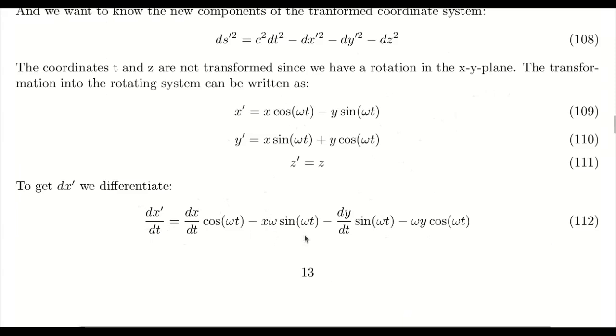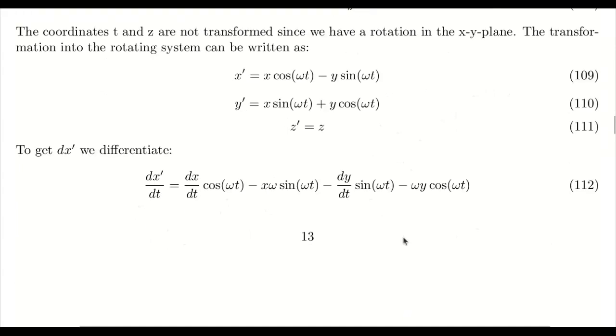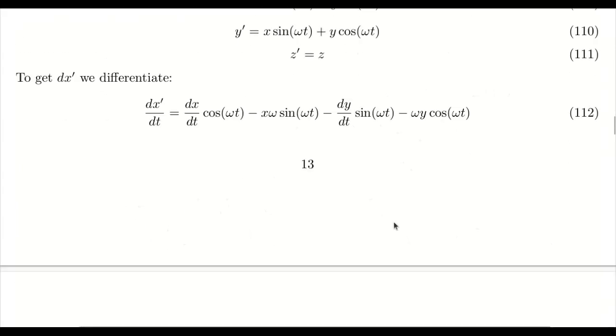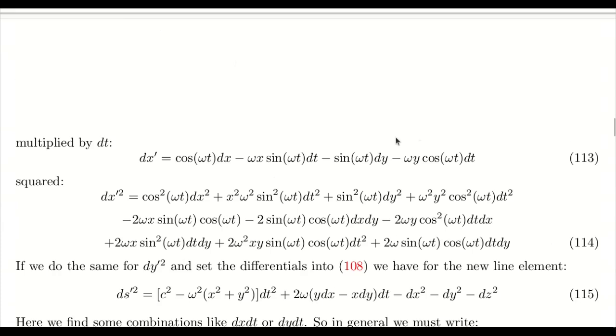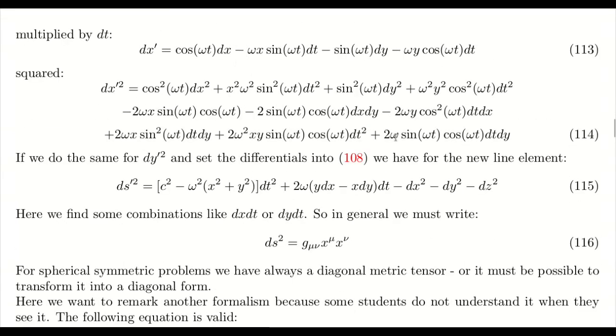And we do the same now for the second addend here in 109. So we have two further addends here in 112. And now we need dx, so we multiply by the differential dt. So then we have here 113. Okay, and we need the square of the differential. So here this is dx primed squared in 114.